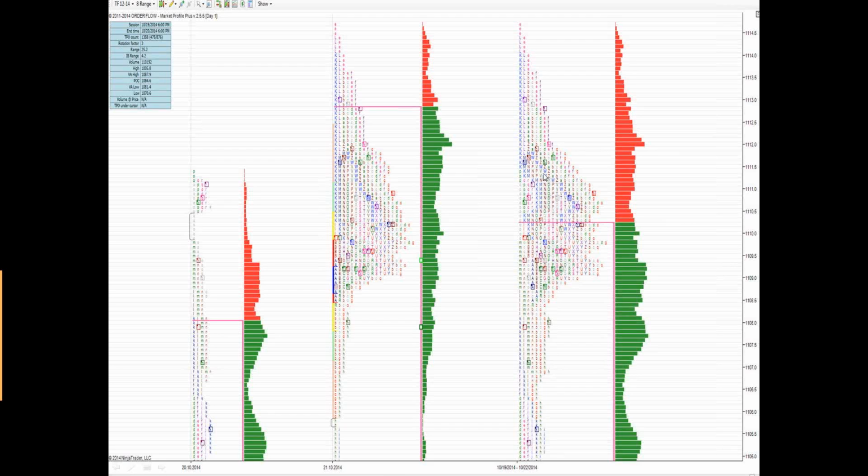So basically, let's just say A, for example. The letter A will be assigned for the first half hour, B to the second half hour, etc., continuing through the day, however you set it up. And so you can see all these letters accumulating at these price levels.